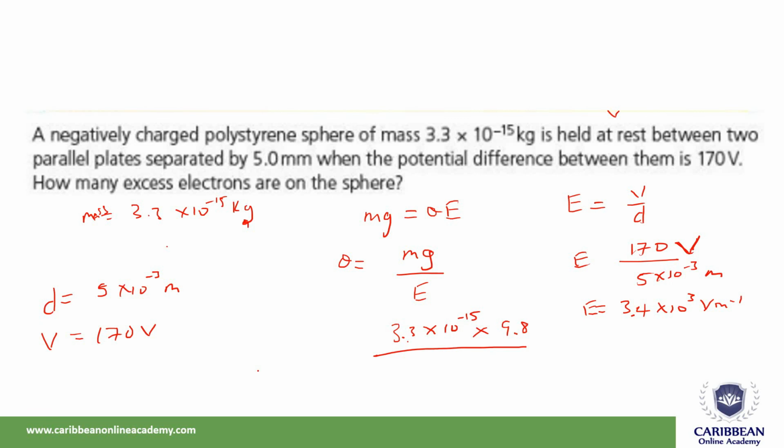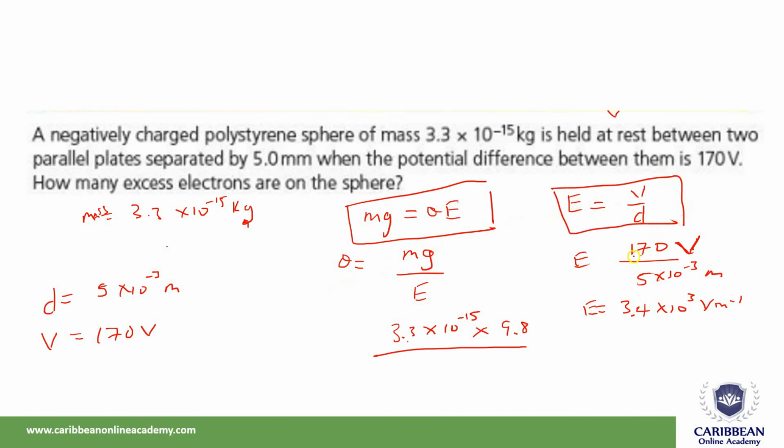So this question is just asking us to find how many excess electrons were on the sphere. Not a hard question. Firstly, the system is balanced, right? Therefore, this is where we would have started from. By doing certain calculations, we could have found the electric field, and you can do it to check for yourself.